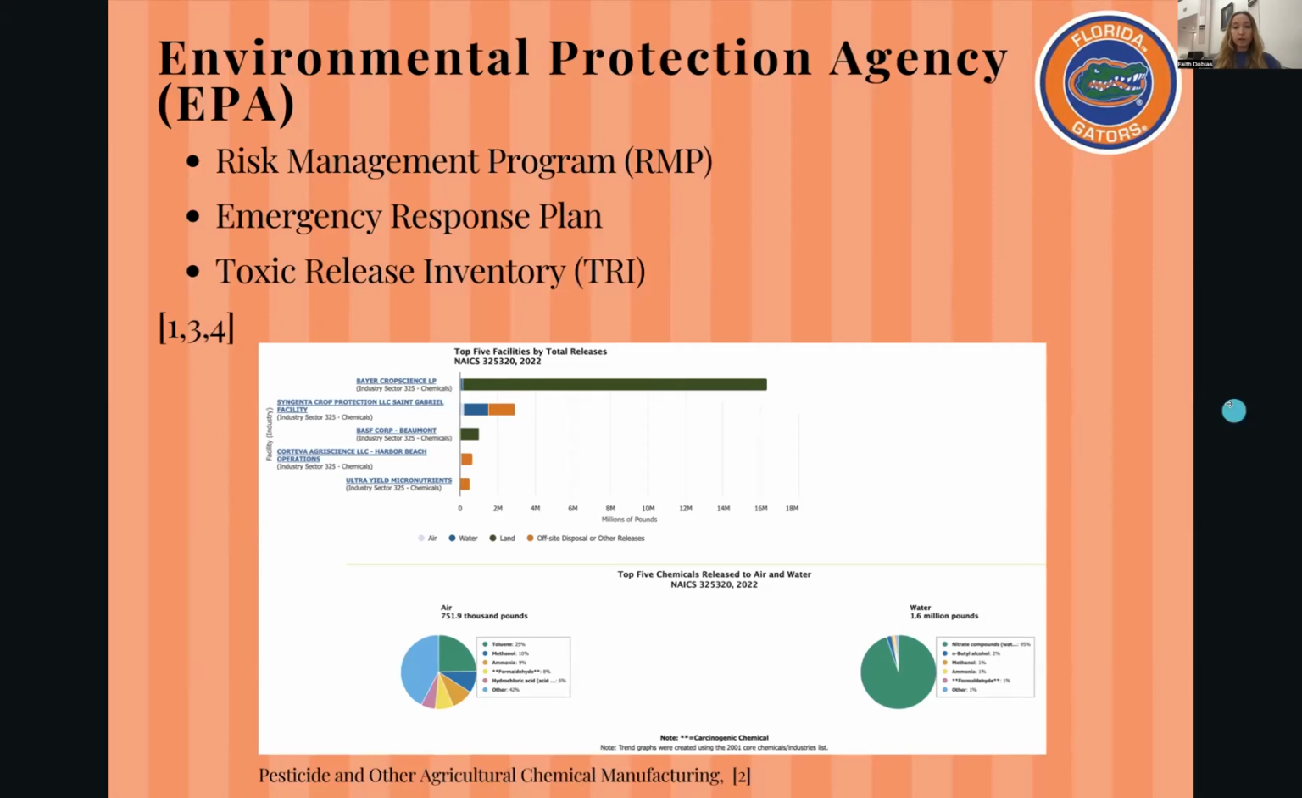The EPA also catalogs the reports of chemical releases and makes it available to the public via the Toxic Release Inventory. The data included in the image is of the pesticide and other agricultural chemical manufacturing sector. Included in the diagram are the top polluting companies, the total release in millions of pounds, and top 5 chemicals released to air and water.